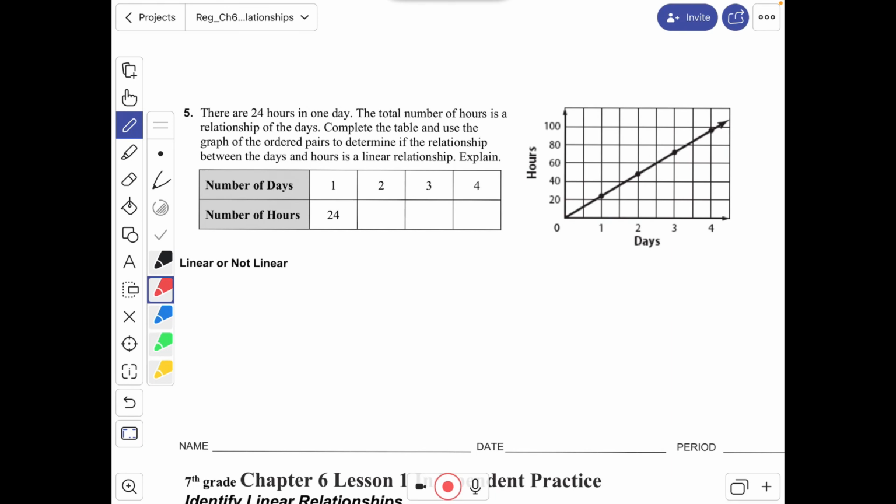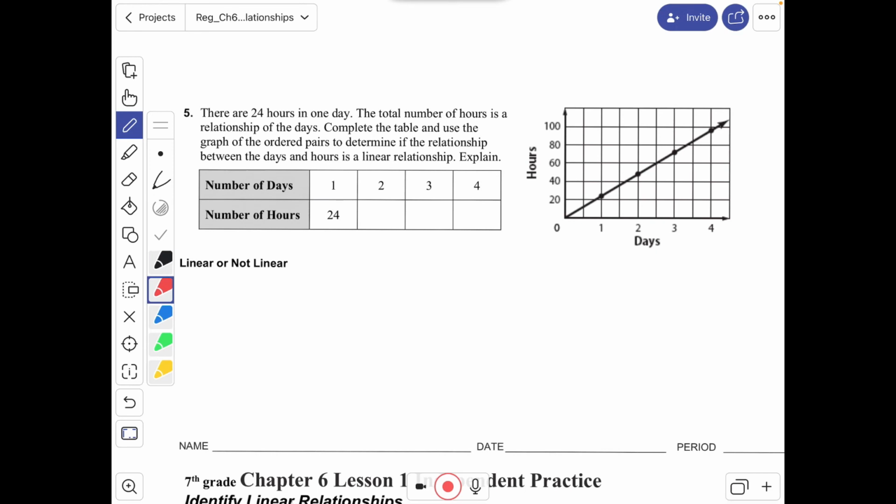Let's look at one more extra example. There are 24 hours in one day. The total number of hours is a relationship of the days. Complete the table and use the graph of the ordered pairs to determine if the relationship between the days and hours is a linear relationship.